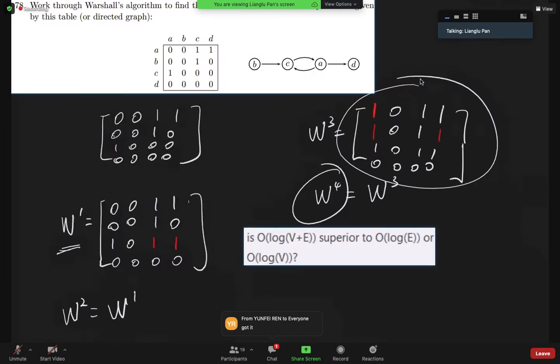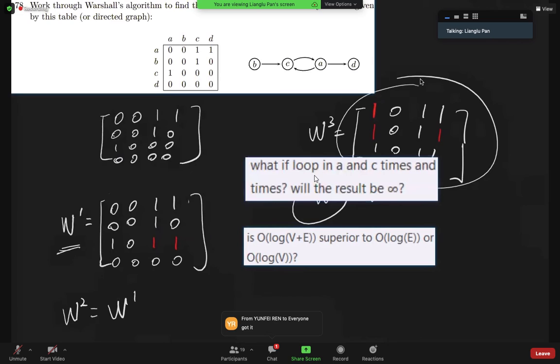And another question from the chat window: what if there is a loop between A and C at times? Do you mean that we get stuck in the loop, the circle A to C, C to A, A to C, C to A? Yes. Well, you can still find the path from B to D. That's the point. In the transitive closure, we are not actually traversing the graph. If we were traversing the graph, we might start from B, then go B to C, C to A, and then A finds another path coming to C, and we may get stuck here. But in the transitive closure, we are not actually going through any of the paths.